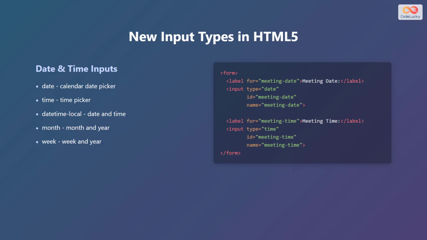Here is the example form. The first label is for meeting date, and the corresponding input type is date, with the ID and name set to meeting date. Similarly, the second label is for meeting time with the input type set to time, and the ID and name attribute set to meeting time. Notice the use of HTML tags, attributes, and values, which are color-coded for better understanding.